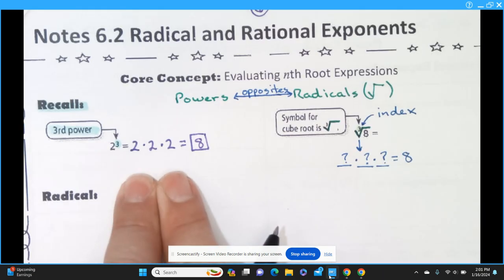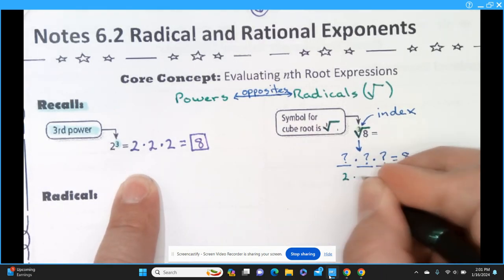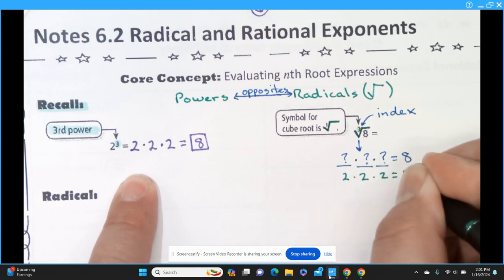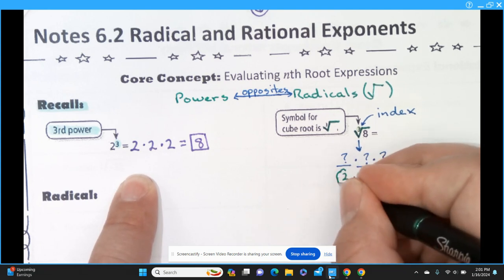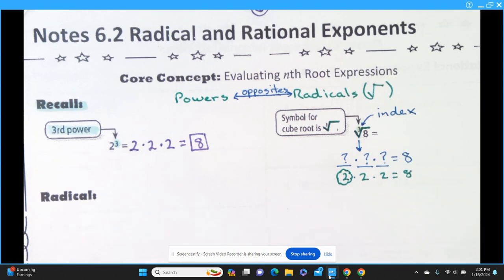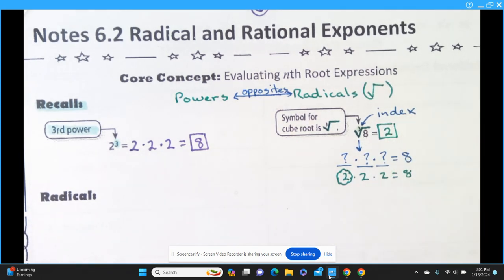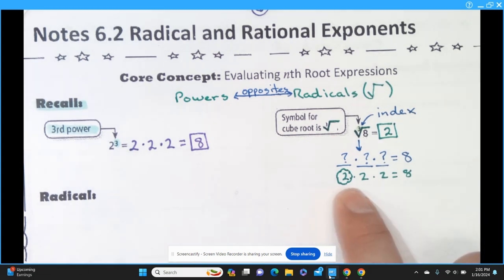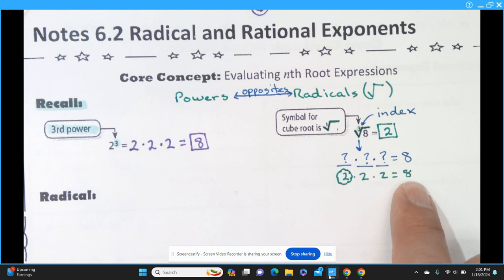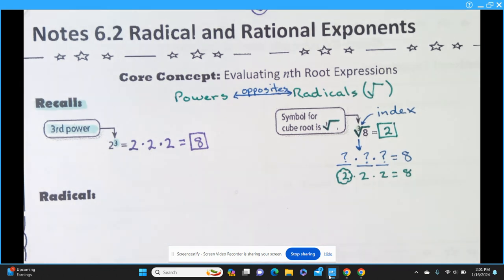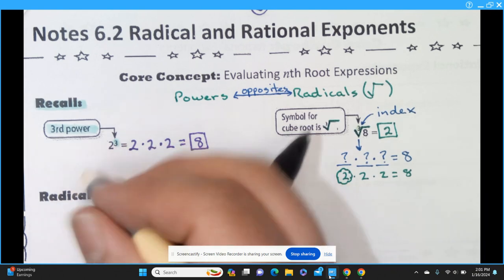Well, if we look next door, we already know 2 times 2 times 2 is 8. So then that base that they're looking for, that question mark, is the number 2. So the cube root of 8 is just the number 2. And again, this is why we're going to need calculators, because you have to multiply things out until you get a match. But anyways, look, it's here again, a radical. That's the first idea of the day.